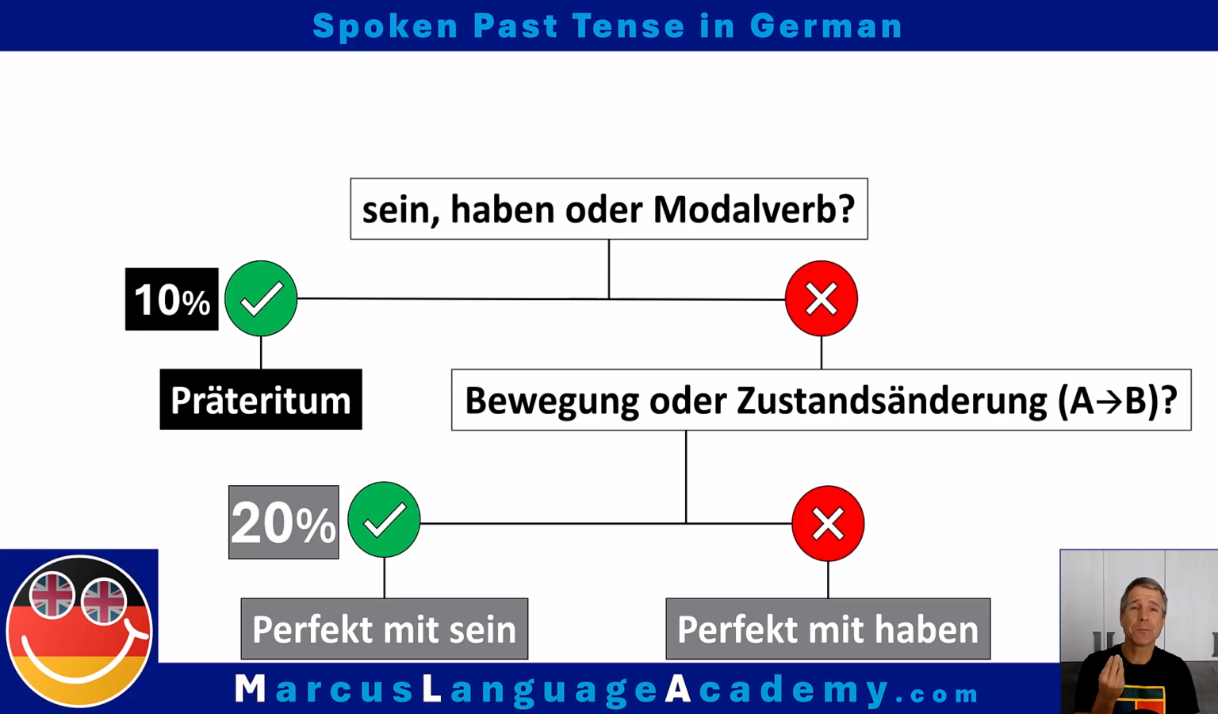And Perfekt mit sein is just 20% of all verbs. Okay, so there are not so many verbs with Bewegung or Zustandsänderung, so there are not so many verbs with movement, displacement or change of state. Most of the verbs you will find in this group: 70% would use Perfekt mit haben in the past tense. So if you need to guess, your best chances you have with Perfekt and haben. Okay, so that's a little bit this. If you follow this path, you will always get to the right solution.